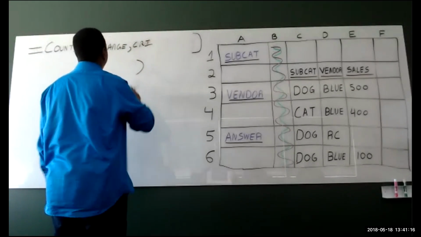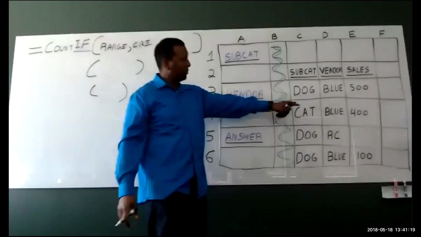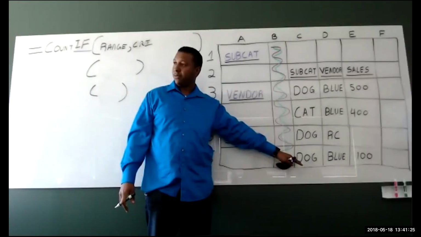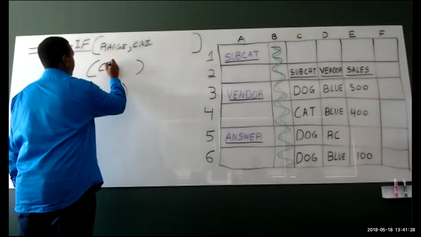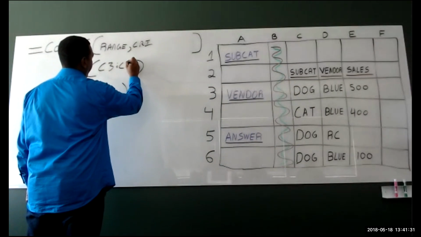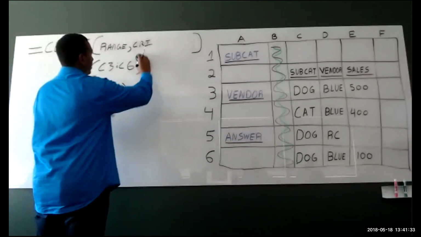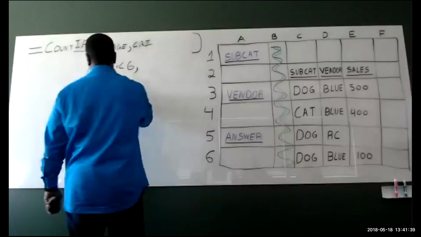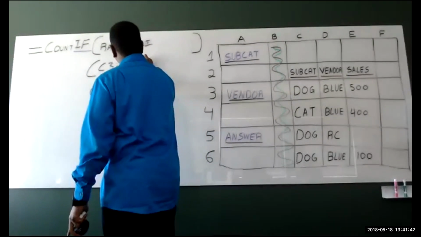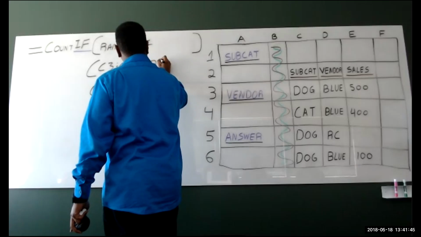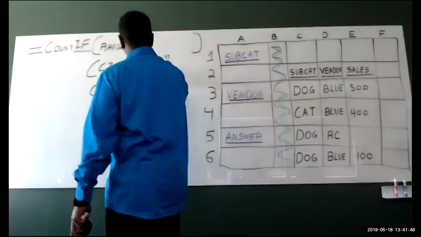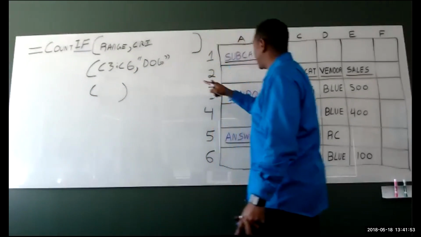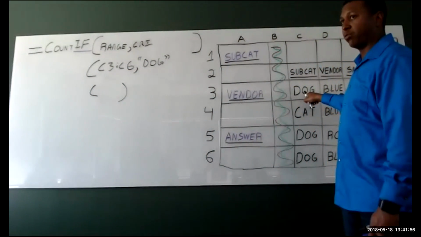Okay? So in this formula, the range that we want to count is C3 to C6. Then the criterion. We could type the word dog by putting it in quotations and typing in the word dog. But whenever you do this, by typing in the actual word, you have to make sure it's the exact spelling as what you're looking for.